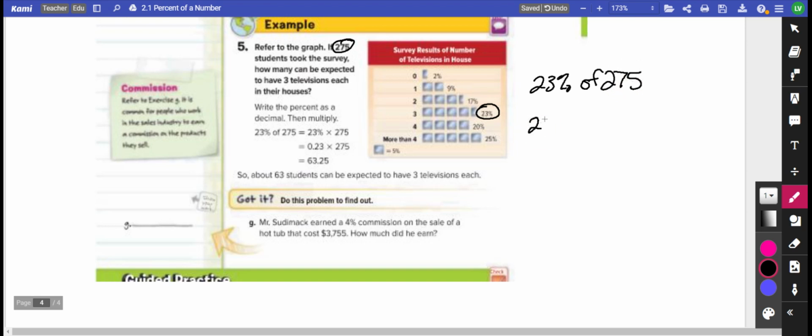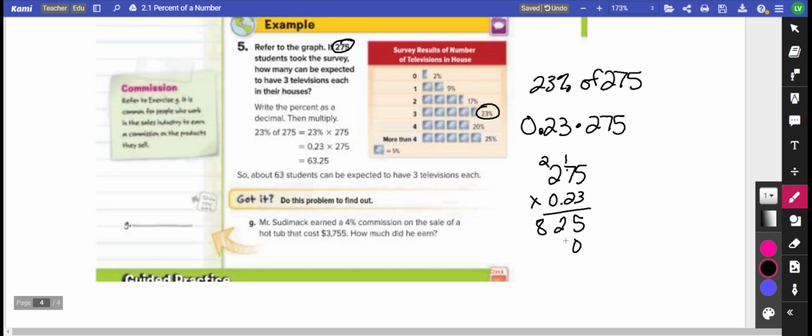So 23 out of 100, you could do it that way. I'm going to choose to do the decimal version. So I'm going to take 275 and multiply it by 23 hundredths. 5 times 3 is 15. 3 times 7 is 21, plus 1 is 22. 3 times 2 is 6, plus 2 is 8. 0 is placeholder. 5 times 2 is 10, carry the 1. 2 times 7 is 14, plus 1 is 15. Carry the 1. 2 times 2 is 4, plus 1 is 5.